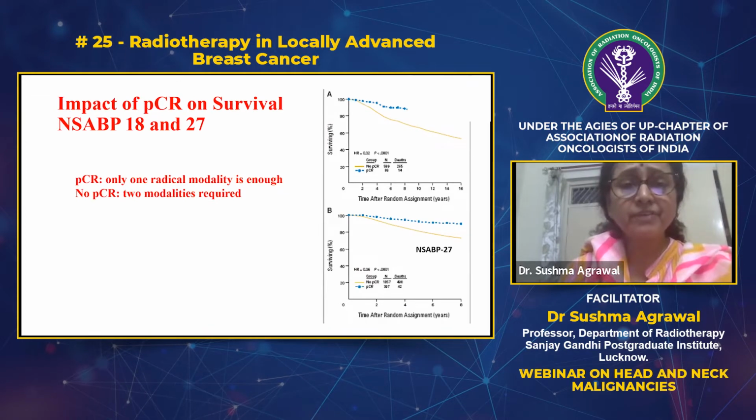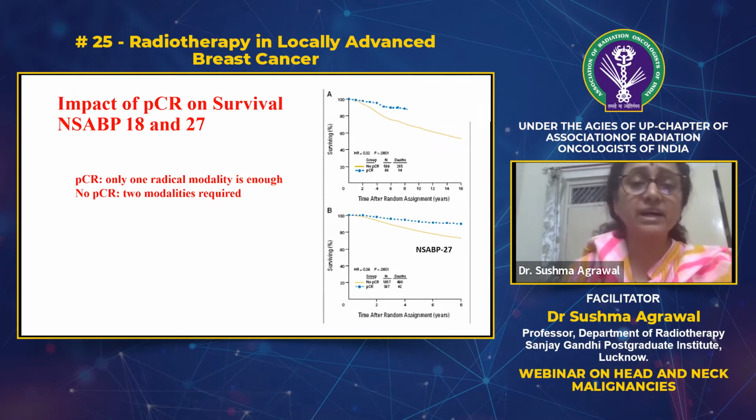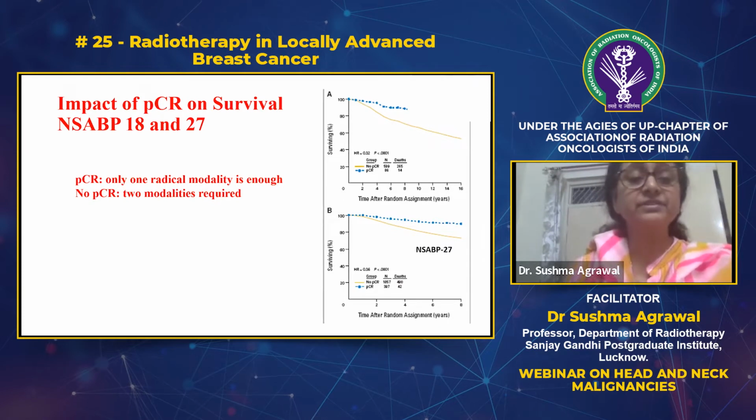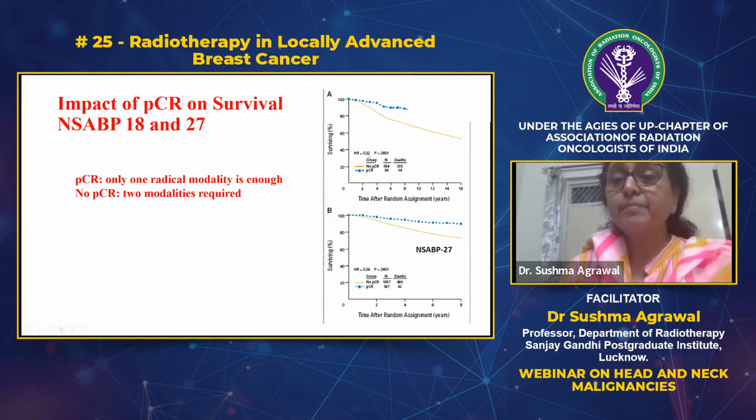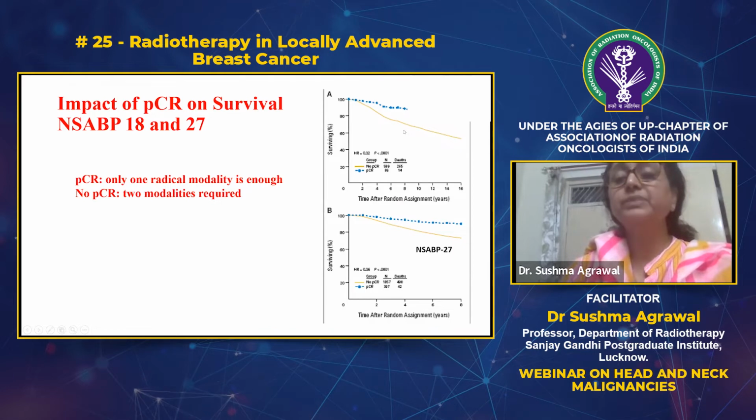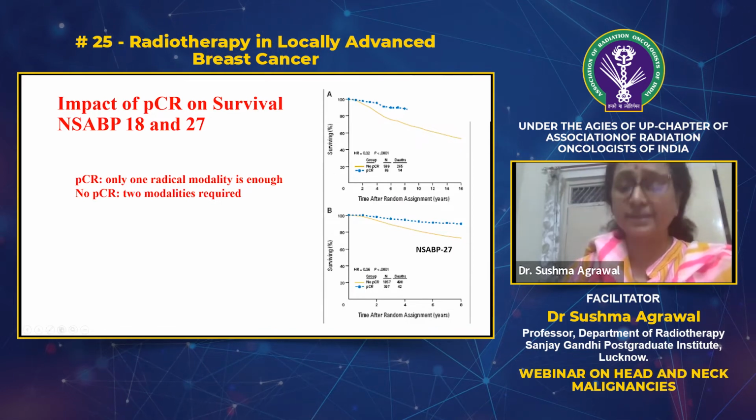Now, why am I harping on PCR? Does it impact on survival? Yes, it impacts on survival. As you see in both the studies, the blue line is the one of those who achieve PCR, and it is so much above the yellow line. So those patients who achieve PCR are long-term survivors.